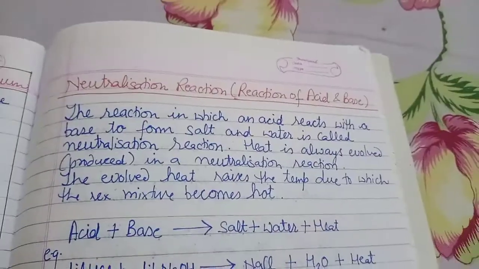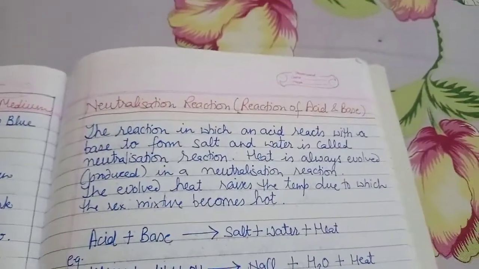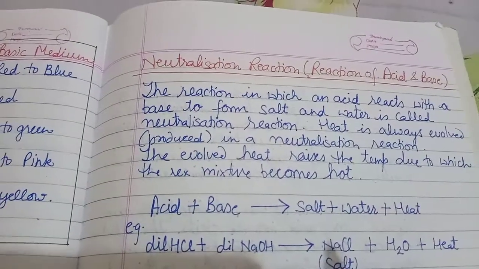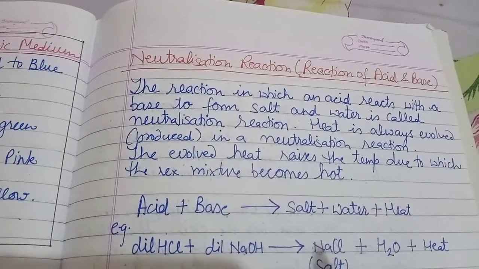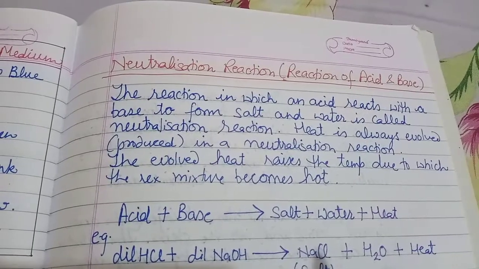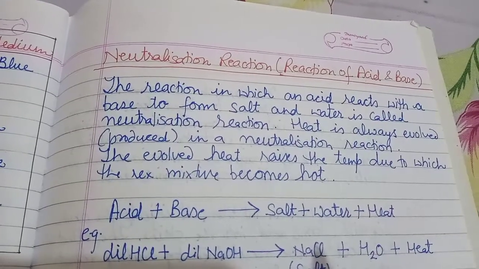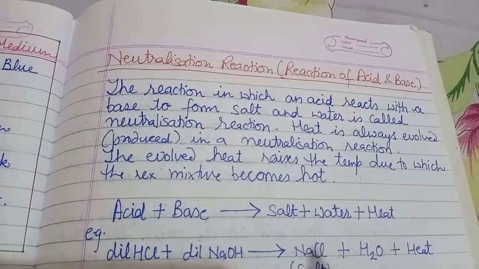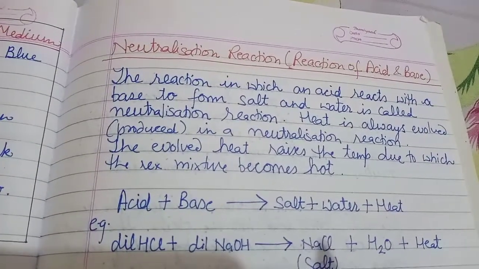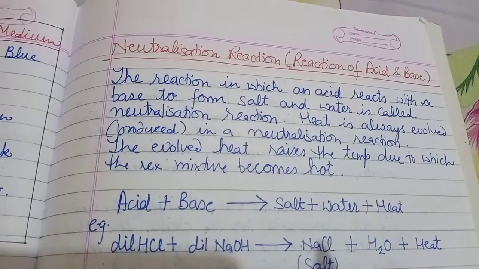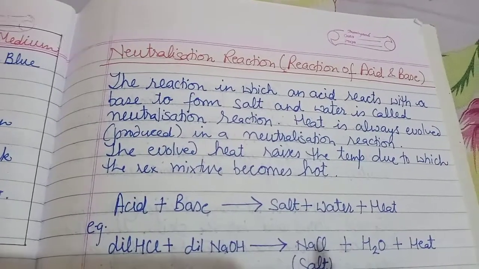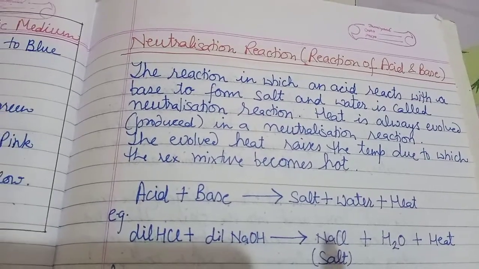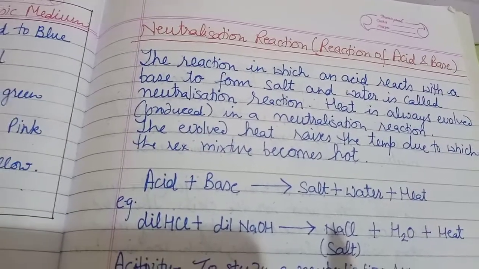Next comes the neutralization reaction, or reaction of acid and base. The reaction in which an acid reacts with a base to form salt and water is called a neutralization reaction. Heat is always evolved or produced in a neutralization reaction. The evolved heat raises the temperature, due to which the mixture becomes hot.